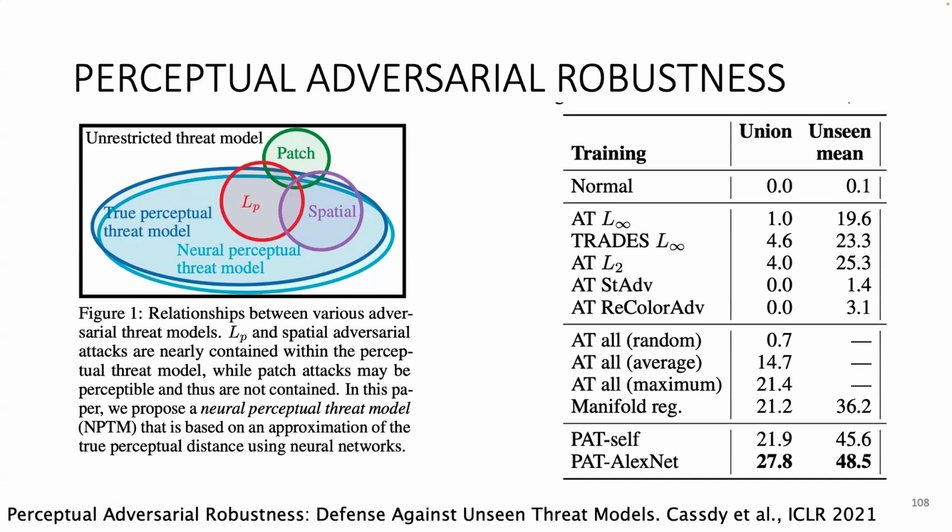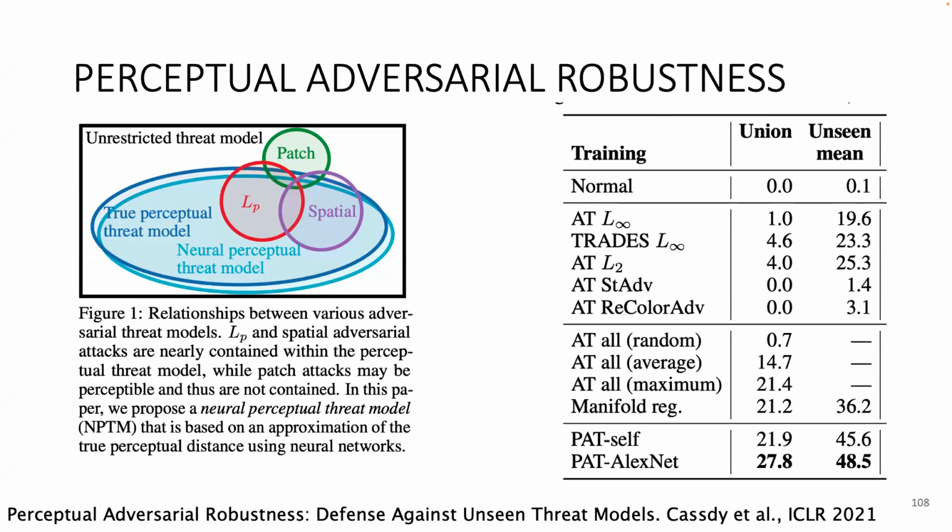They think this perceptual threat model can cover Lp-based adversary examples or spatial-based adversary examples well. In this way, they have higher coverage of different types of adversary examples through the perceptual threat model. And they show that by using this method, it can indeed defend against unseen adversary examples, because unseen adversary examples usually are located within this perceptual threat model.